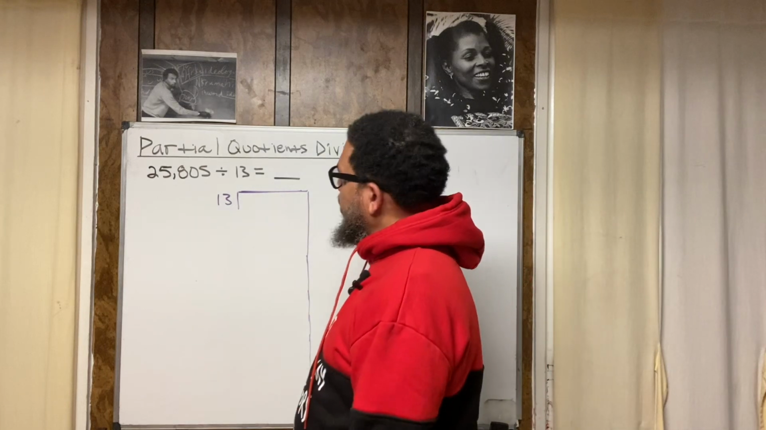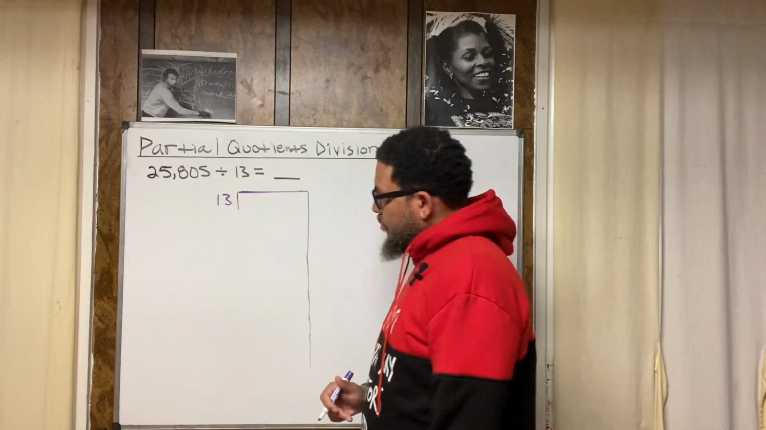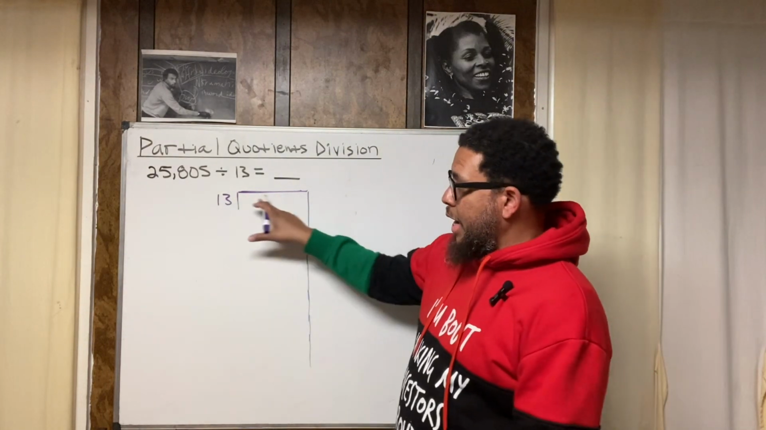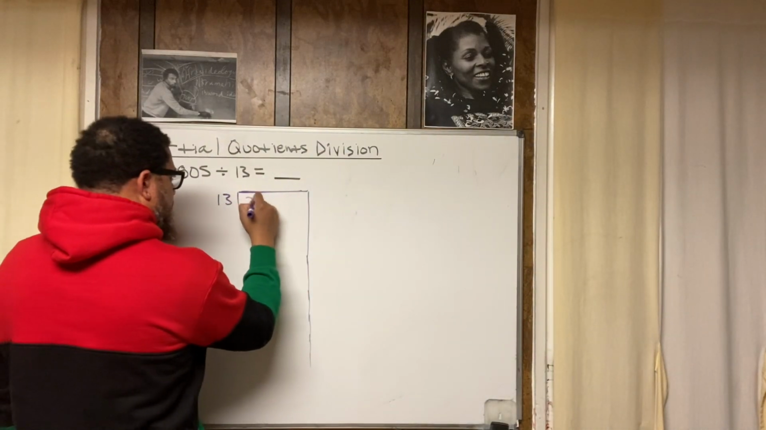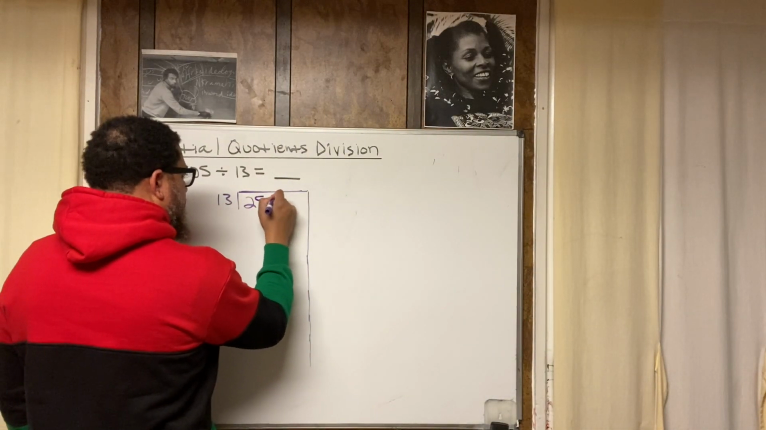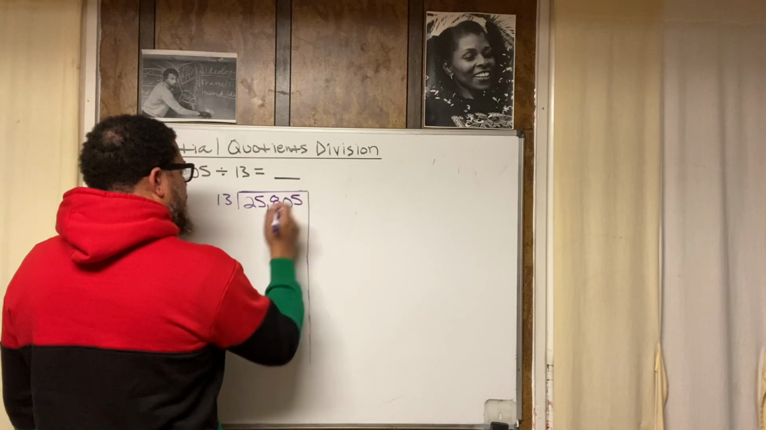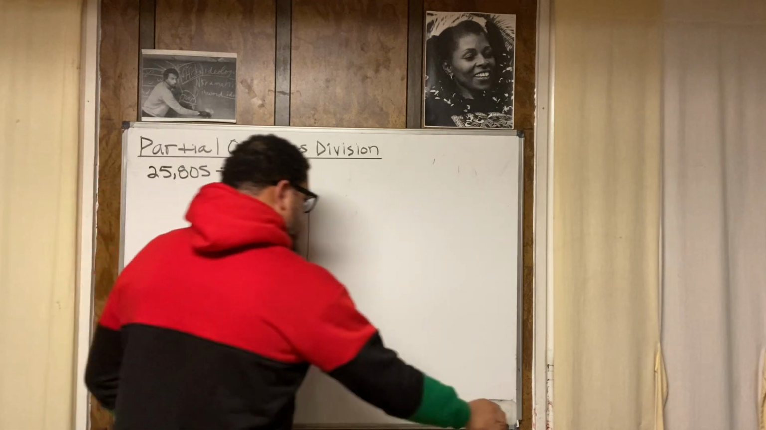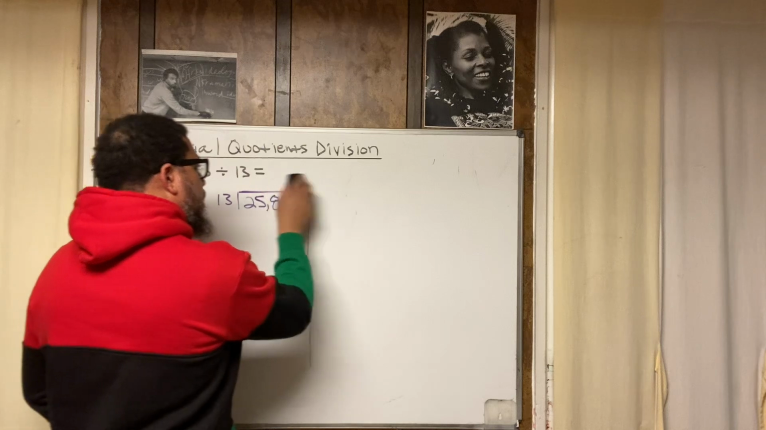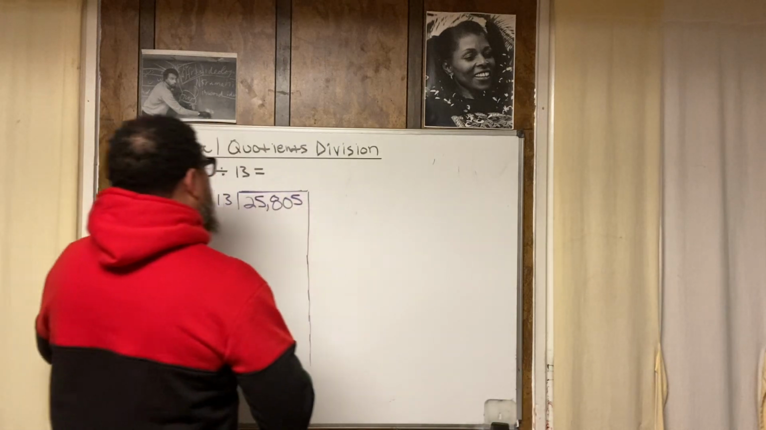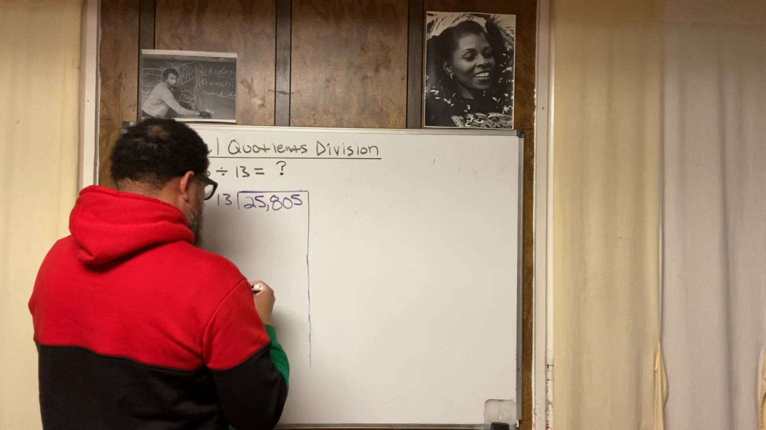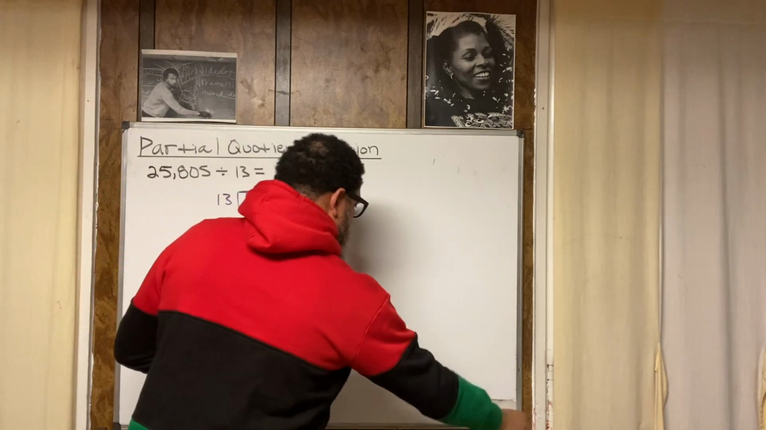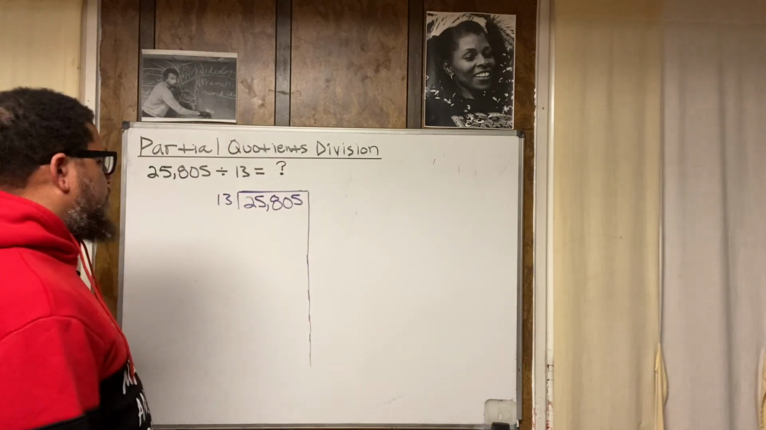All right, so now we draw this, right? And then our dividend goes inside here. 25,805 is going to go inside here. And actually, let me move this black bar. Let me just put a question mark. Let's do that.